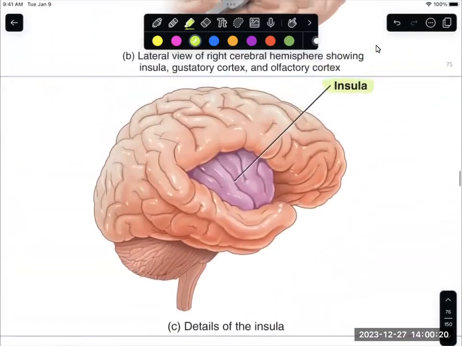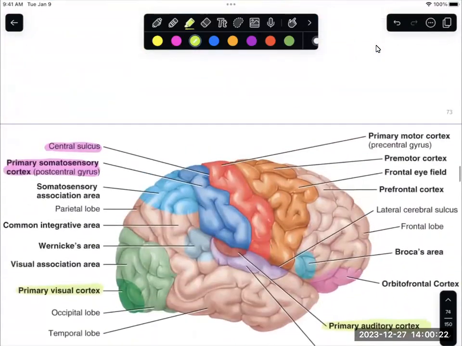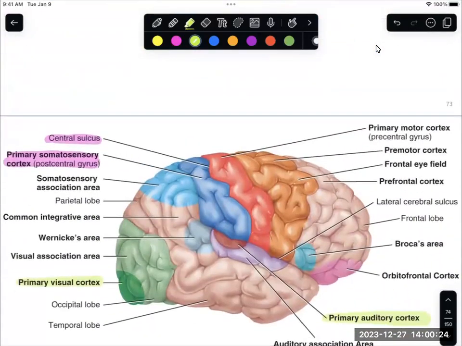Let's come back up here to my brain. So we have this primary motor cortex. In front of that, we have our premotor cortex. In front of that, we have our frontal eye field. We mentioned Broca's area. That is that motor speech area that allows you to form words.